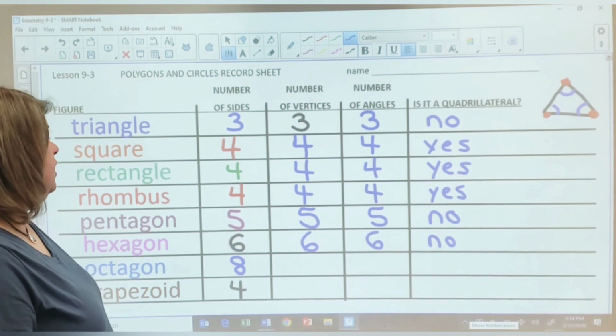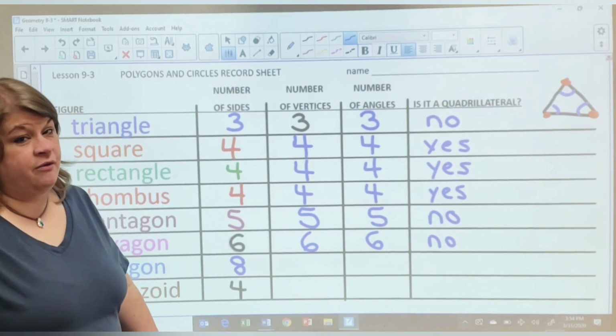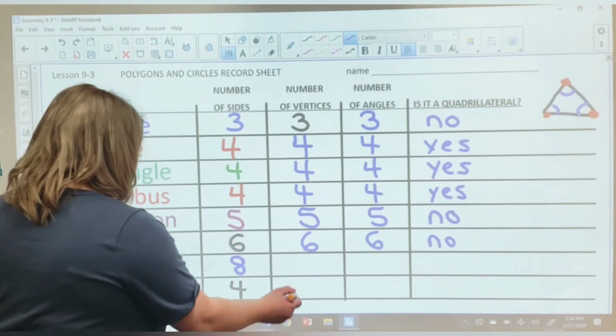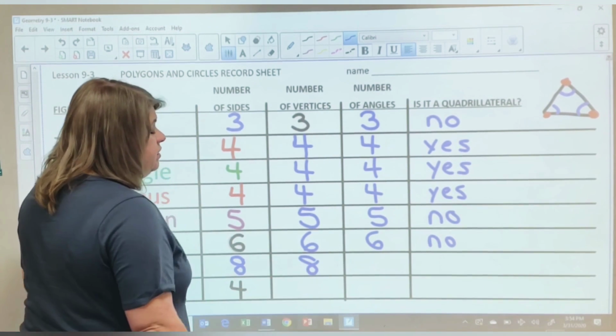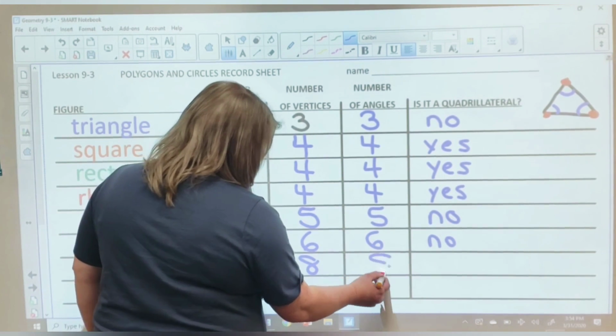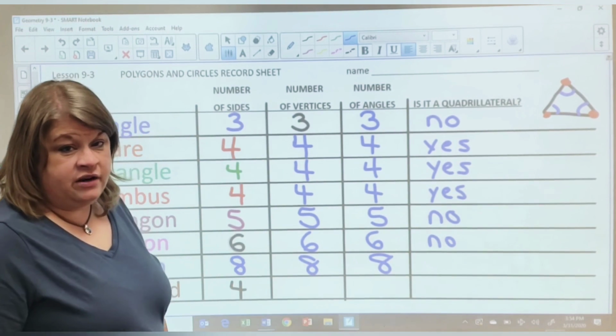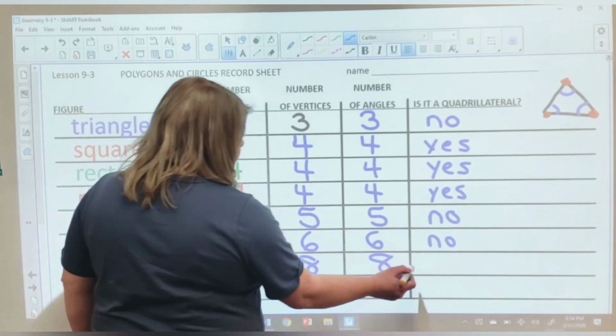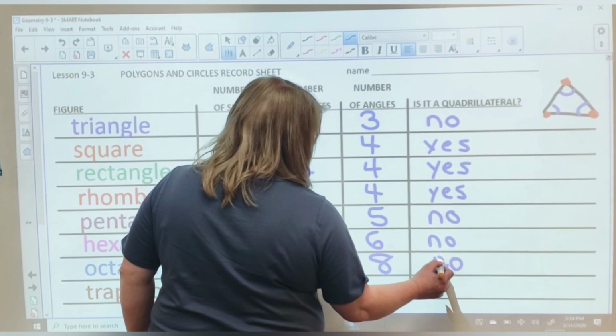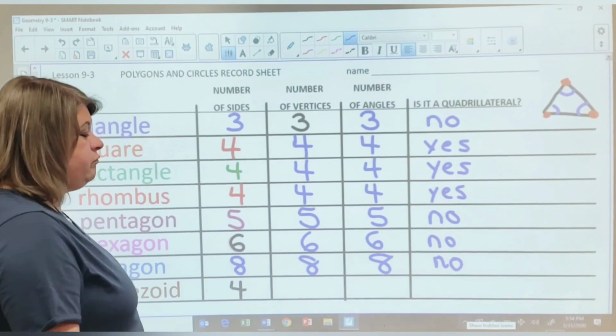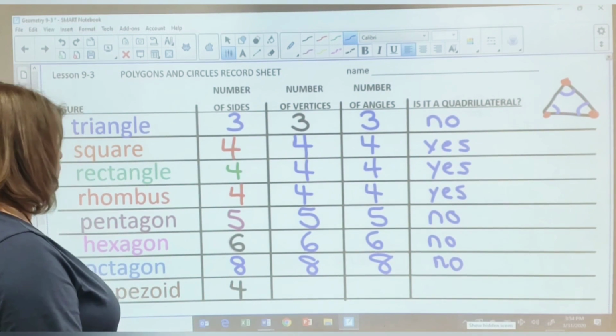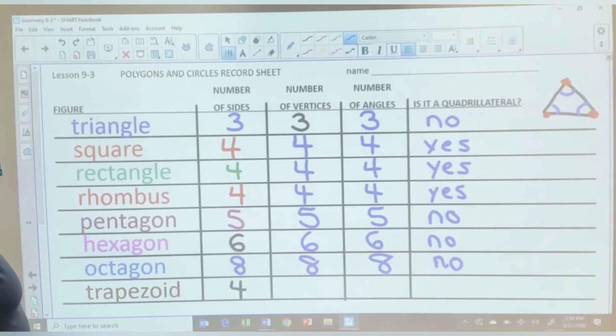Octagon. It has 8 sides. How many vertices? So how many angles? Is it a quadrilateral? Write those in. Then we have one more to go. The last one here is a trapezoid.